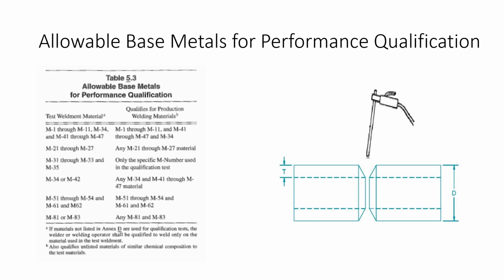And then here's the allowable base metals for performance qualification. This is a table that's similar to one you'd find in ASME Section 9. So this tells me that if I qualify my welder and the base material they weld is M1 through M11 or M34 or M41 through 47, they can qualify on all these other materials. So this table is pretty similar to one that you would find in ASME Section 9.